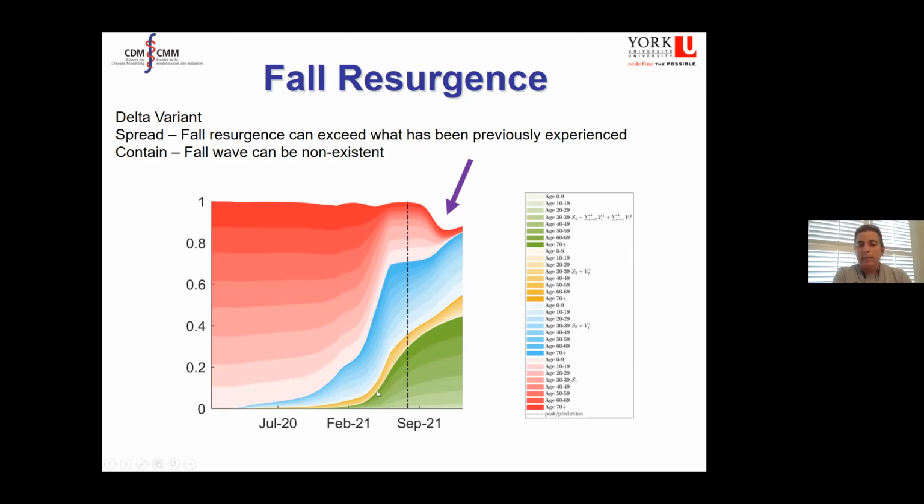Essentially, we want a lot more people to be in this green distribution here, somewhat in the yellow. We want to shift people from the red and the blue down into these levels so that these have a higher magnitude, so that we have a higher level of protection in the population, so that the magnitude of the fall resurgence is a lot lower, so that we don't overwhelm our healthcare system.